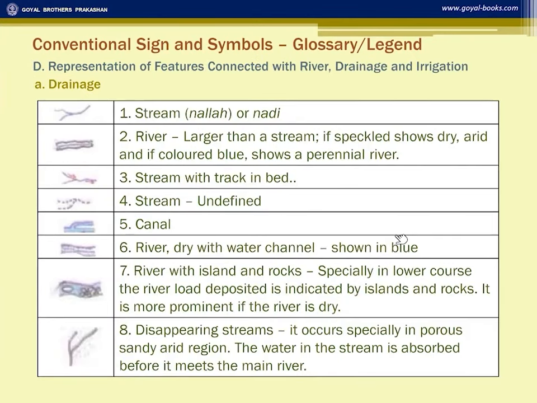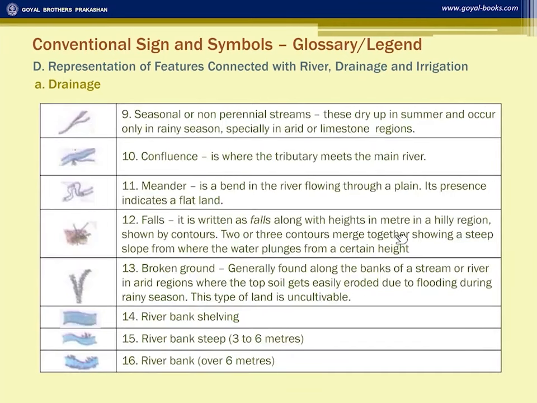River features are very important because most of the questions are based on the different features connected with the river. Now, suppose there is a dry river, that is shown in black. The perennial type of river will be shown with water in it in blue. The disappearing streams occur especially in the porous regions and in the dry regions, arid regions, where the water in the stream is evaporated before it meets the main river. You have these non-perennial streams which dry up in the summer and occur only in the rainy season.